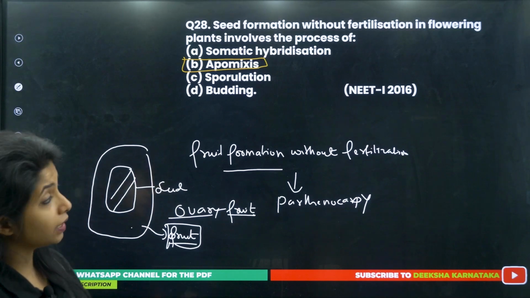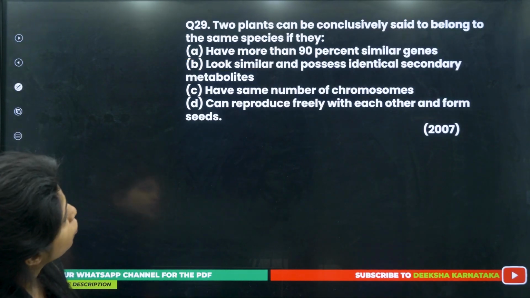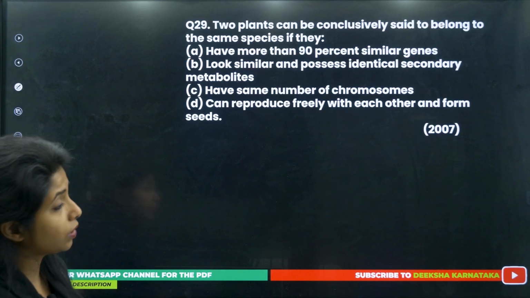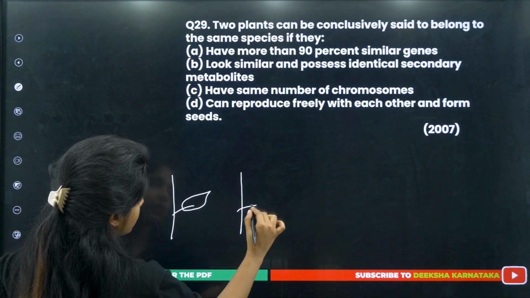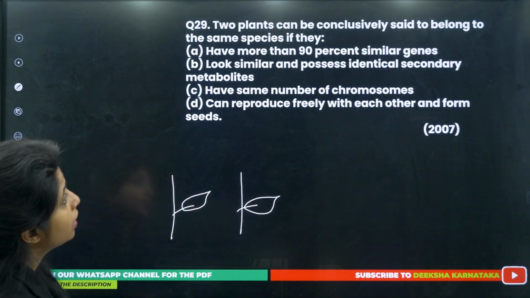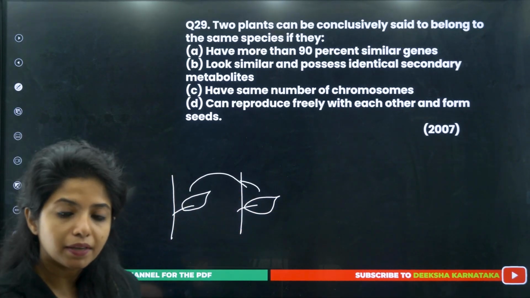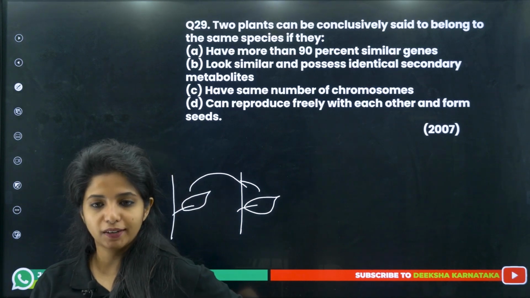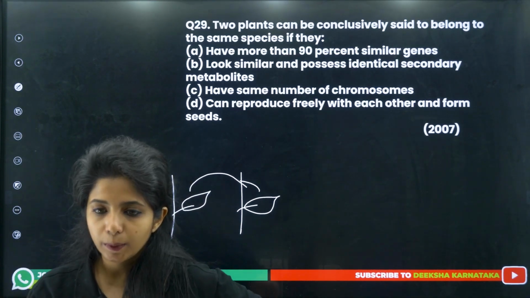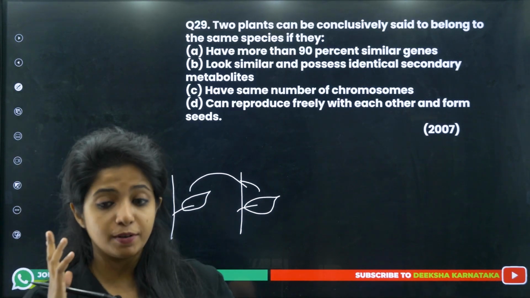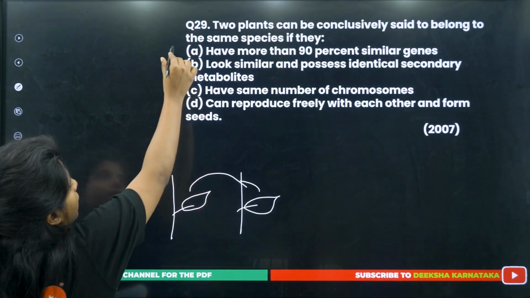Now, it was a NEET 2016 question. Two plants can be conclusively said to belong to the same species if they have more than 90% of similar genes. Me and a mice can also have more than 90% of similar genes. Do you know that? Me and a monkey can also have more than 90% of similar genes. We are different still with the 3% change that we are having. So next question. So this is wrong.